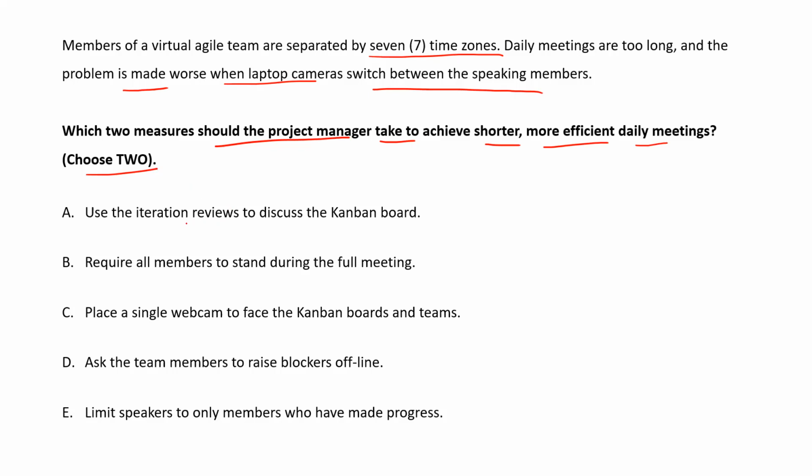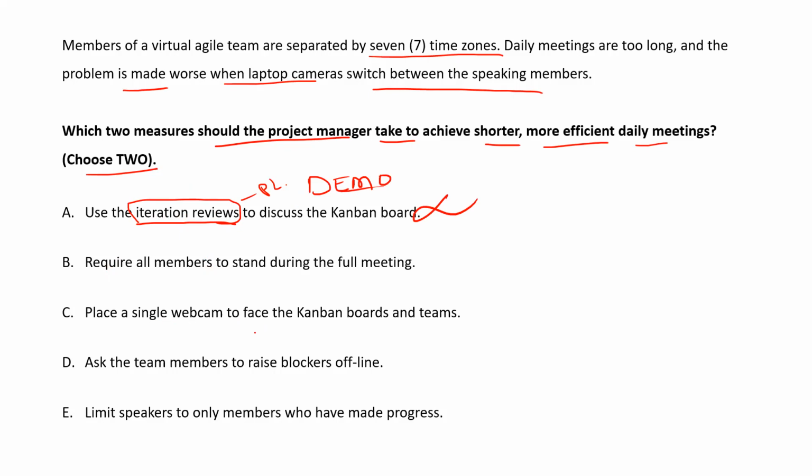Use the iteration reviews to discuss the Kanban board. Iteration reviews are to discuss about planning. The review meeting is for the planning? No. It's for the demo, right? Yeah. That cannot be the answer. It's gone. So I've removed 1 and remaining 4. Require all members to stand during the full meeting. Place a single webcam to face the Kanban board and Teams.